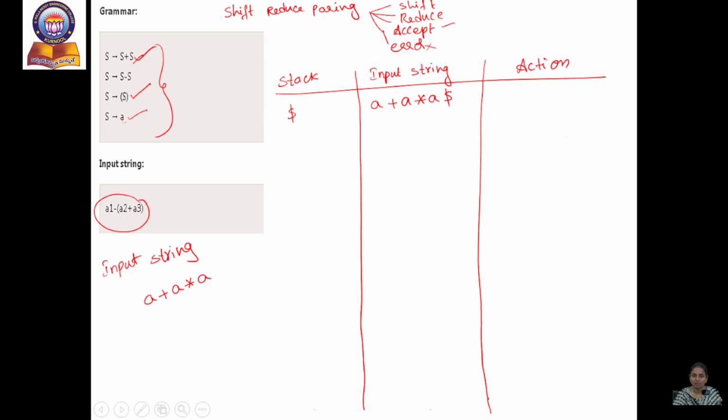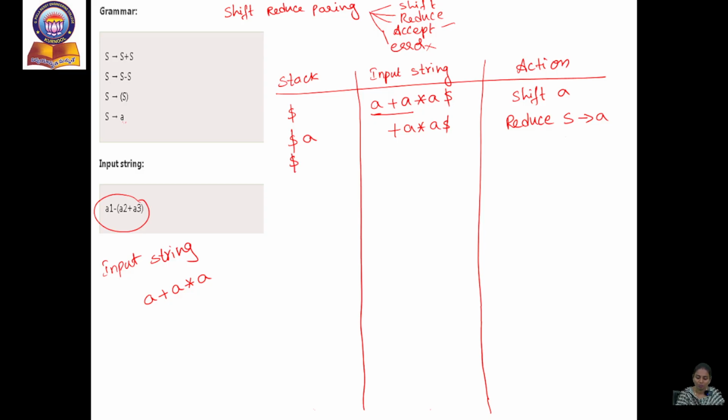Why? Because the stack is empty. We have to push, we have to start reading the input string from left to right. So the a will be here. So shift a. So here dollar a and the remaining string is plus a into a dollar. So a can be directly derived from S, right? So I can do the reduce operation, that is S is deriving a. So this a can be reduced with its production, that is S. And the remaining input I am writing as plus a into a dollar. So S is there. So again I have to perform the shift operation, so shift plus onto the top of the stack.